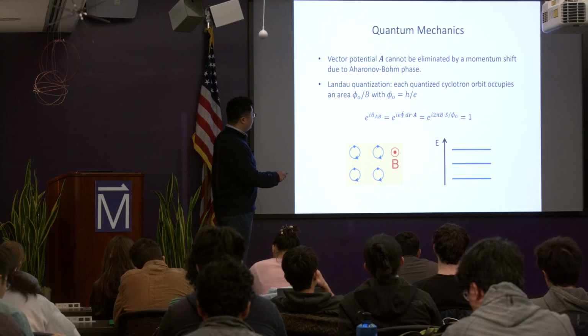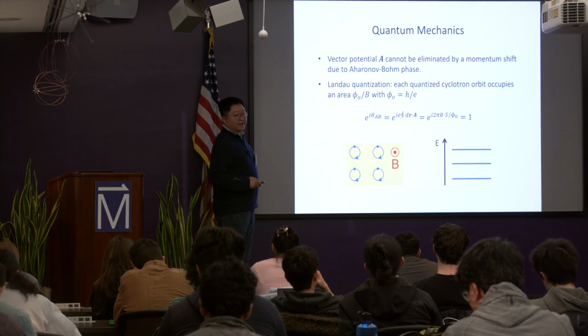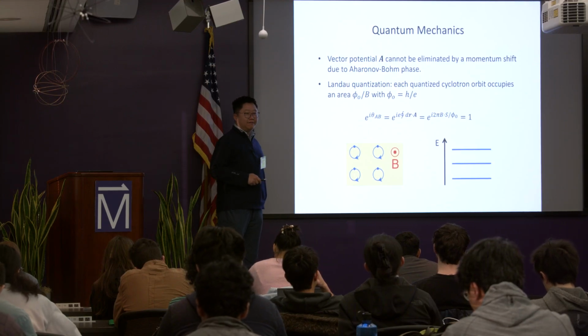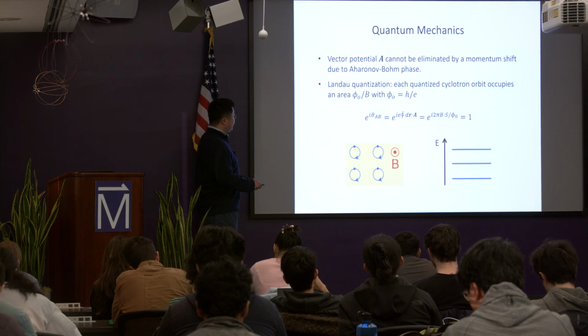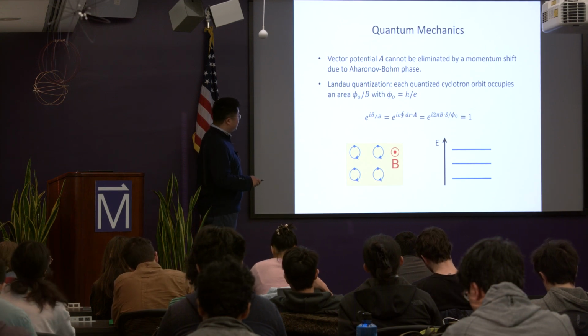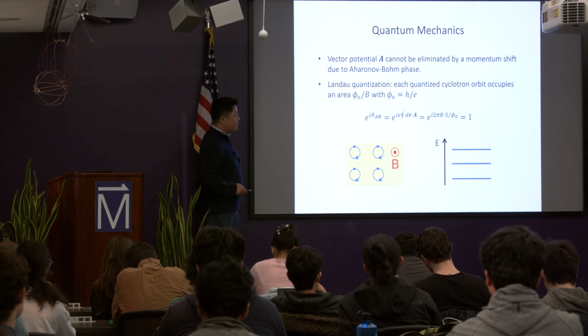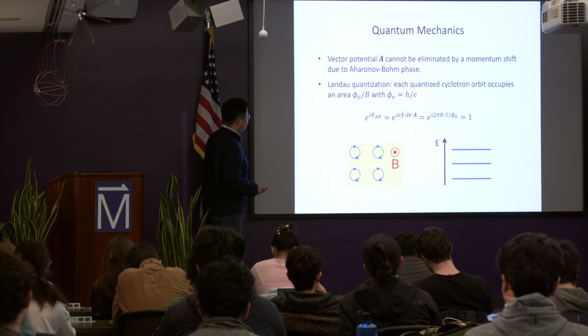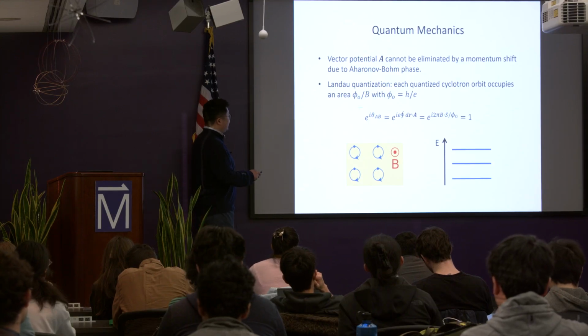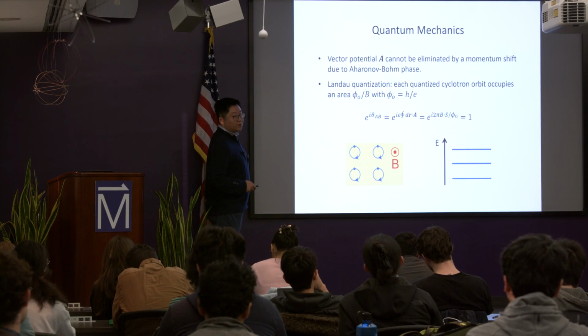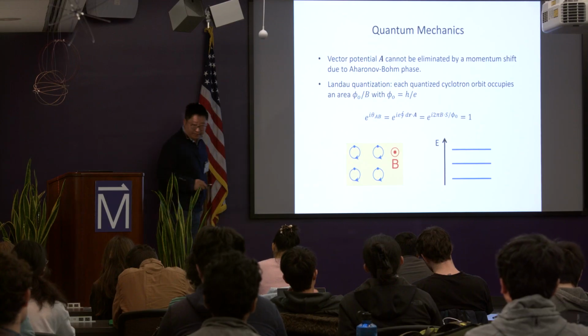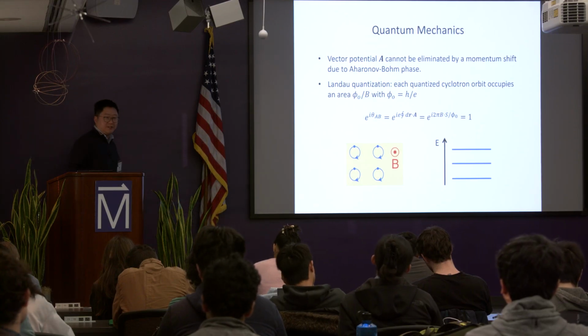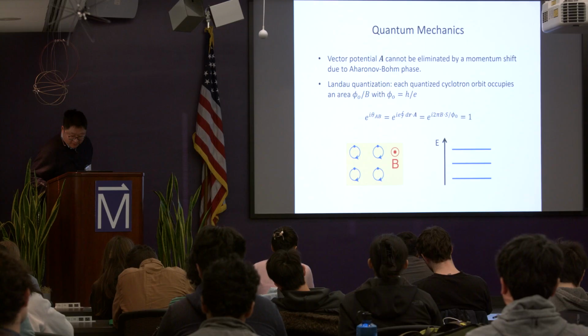So this quantization condition determines the energy of electrons in the magnetic field. Instead of being a continuous spectrum, it now quantizes into discrete levels known as Landau levels. And each quantized orbital occupies an area that corresponds to exactly one flux quantum. So the Aharonov-Bohm effect is crucial for understanding charged particles in the magnetic field.